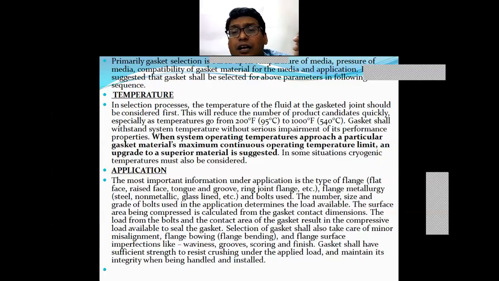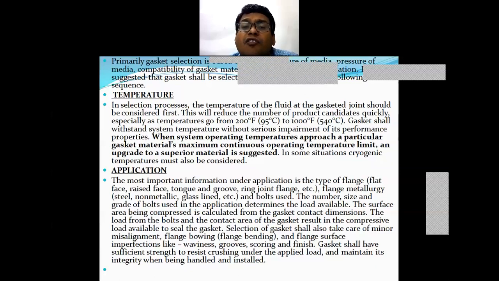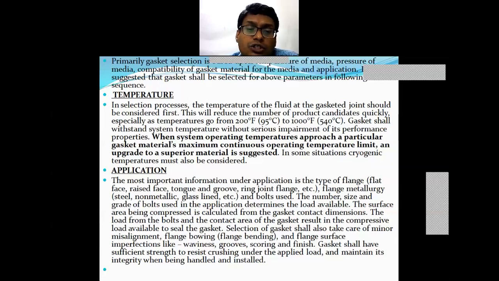Then, when the system operating temperature approaches a particular gasket material's maximum continuous operating temperature, what should be the maximum continuous operating temperature of a particular material? If it is approaching this operating temperature, then one can upgrade the quality of the material and use the superior material also.